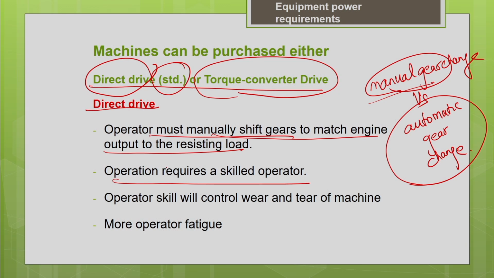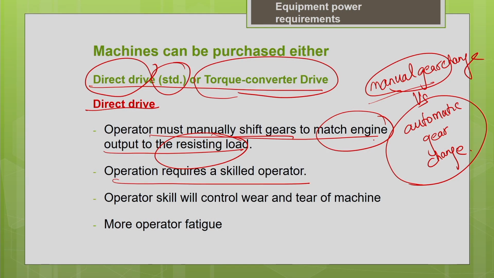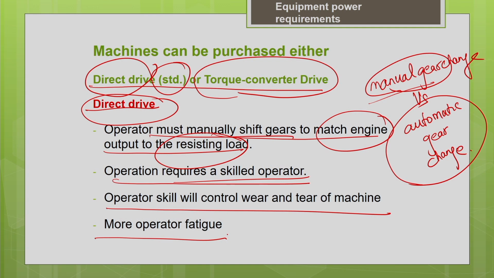If there is a mismatch between the engine output and the resisting load, it will result in wear and tear. It will damage your machine. Your vehicle will come to a stall, a halt, if you apply a wrong gear, or there will be a loss in momentum of your machine. This mismatch can affect the life of your machine. That is why we need a more skilled operator for direct drive transmission. As I told you, operator skill controls the wear and tear, and this also results in more operator fatigue.